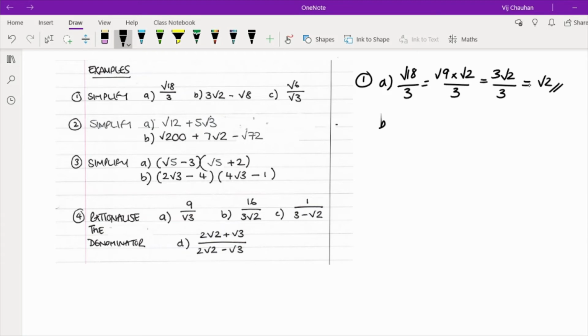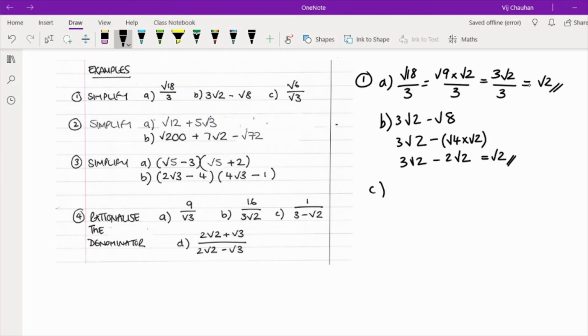With regards to b, we've got 3 root 2 minus root 8. We can simplify root 8. Our thinking is that we want to try and get a root 2, so we can rewrite root 8 as root 4 times root 2. Root 4 simplifies to 2, so we've got 3 root 2 minus 2 root 2, leaving us with root 2 again. Moving on to question c.